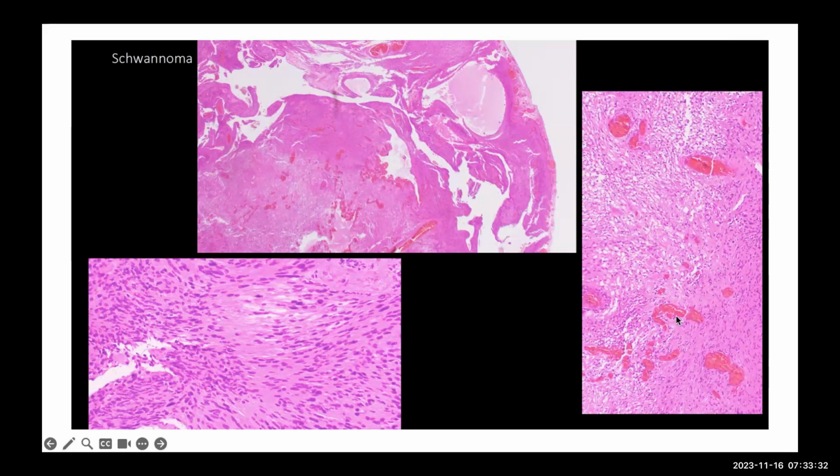On the left lower image, you see a Verocay body, which is palisading nuclei around a nuclear-free zone, which is at the dead center. And it's a spindle cell lesion, overall low-grade looking. Everything is screaming schwannoma here. So schwannoma, WHO grade 1.